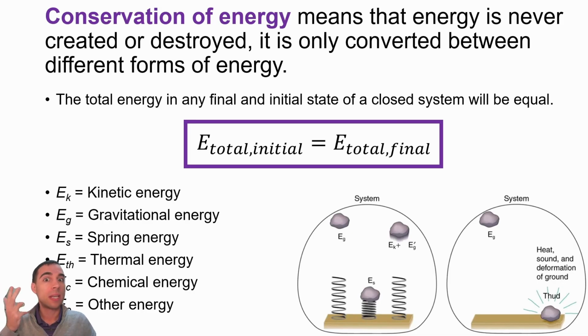There's no chemical energy being stored up in any bonds of any material, but there might be some heat that's generated. So we would call that thermal energy. Or if we deform the ground or create some sound when the objects clash, then we could call that other energy, because we don't quite know exactly what to call that.